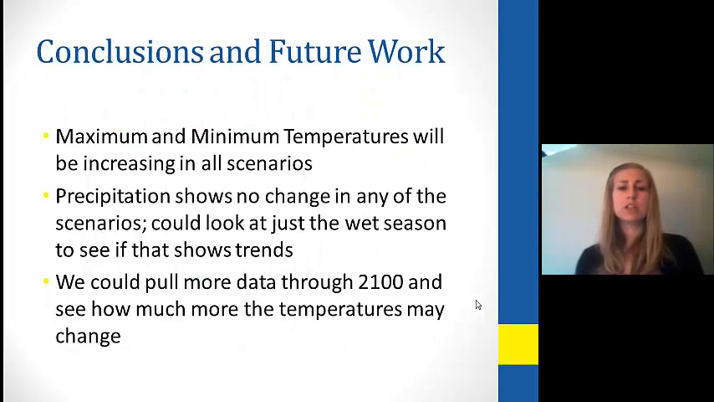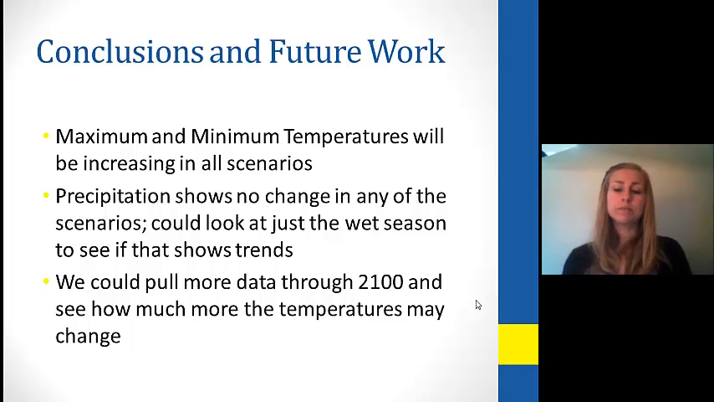So now my conclusions are that maximum and minimum temperatures will be increasing for all scenarios, with CO2 emissions increasing, stabilizing, or decreasing, while precipitation shows no change in those trends, but we could pull just the wet season and see if that has any trend and see if that's increasing or decreasing, but those have not been shown. And then for other future work, we could pull data through 2100 because that CMIP5 data does include all the way up through 2100, so we could see how the temperatures might change by 2100.